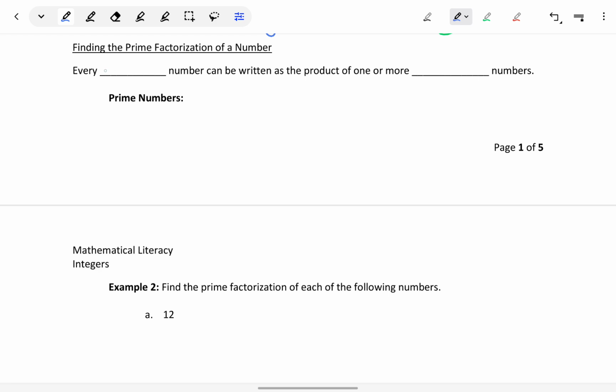right now is because every natural number, and we should include in here greater than 1, can be written as the product of one or more prime numbers. As a review, prime numbers are numbers that are greater than 1 that are divisible only by themselves and 1.